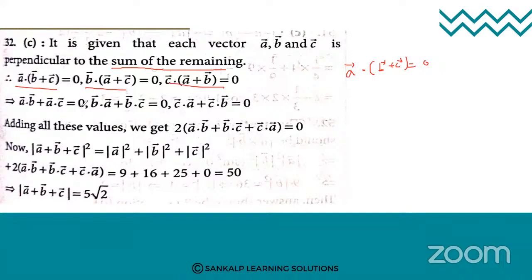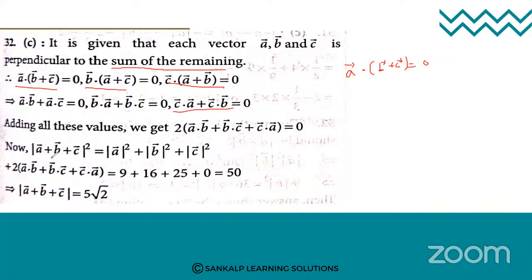So using this condition and simplifying, we get a dot b plus a dot c is equal to 0. Similarly, when we expand the other two conditions, we get b dot c plus b dot a equal to 0, and c dot a plus c dot b equal to 0. When we add all these conditions, we get 2 times a dot b, 2 times b dot c, and 2 times c dot a equal to 0.